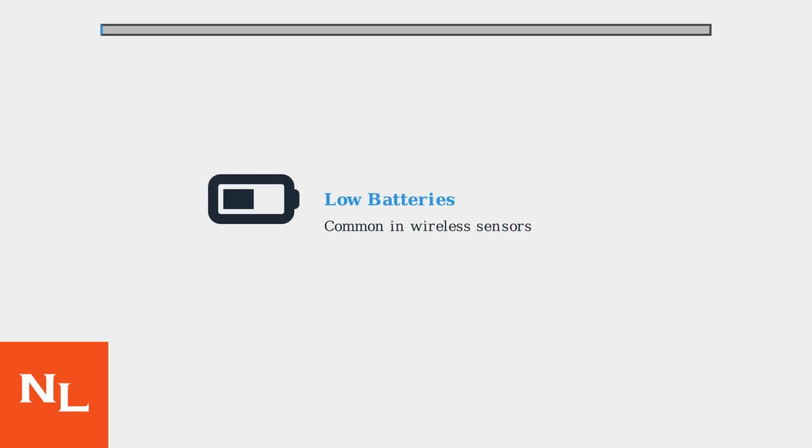Low batteries in wireless sensors are another common cause. Check battery levels via the app or keypad and replace them with ADT recommended 3V lithium batteries. ADT's app now provides low voltage alerts to prevent complete failures.